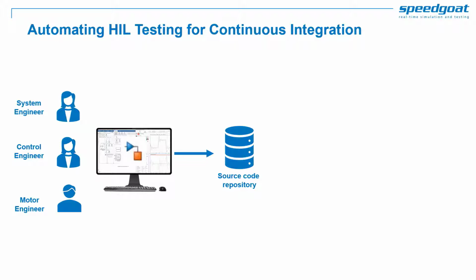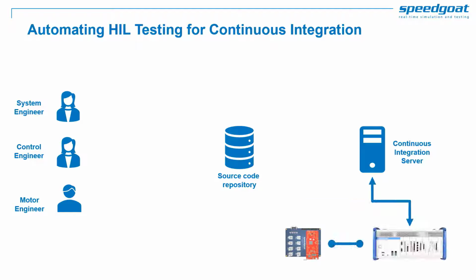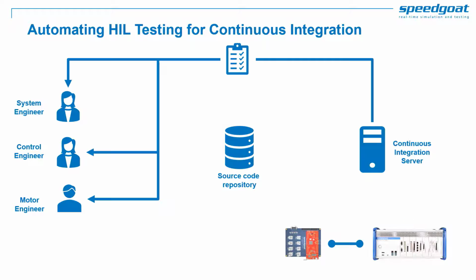The control engineer wants to adapt the algorithm to include a new braking strategy. She commits the changes directly in Simulink and pushes them to the source code repository. This will trigger a job on the continuous integration server that will first download the latest firmware, then build it and upload it to the controller. The test sequence will be initiated and the results will be shared with the rest of the team.